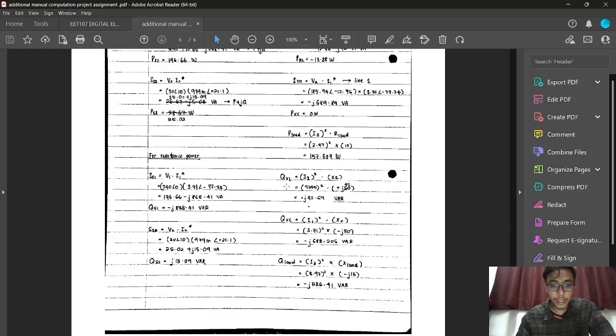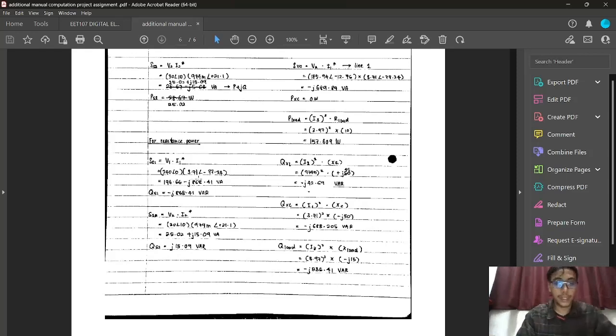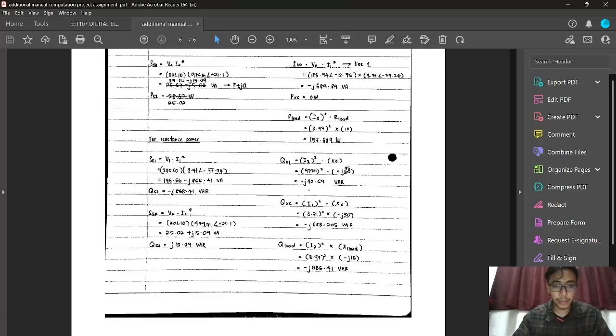So I get 157.6609 watts. For the reactance power, I use the same method as for real power, the apparent power formula S equal to V1 multiplied with I1 conjugate. From this form, I get the reactance power, which is negative j8868.41 VAR. This is the unit of Q, the reactance power. The same goes for the reactance power absorbed by source 2, which is j15.09 VAR. For the reactance power of the inductor, I'm using the formula Q equal to I2 squared times XL, and I get negative j42.69.